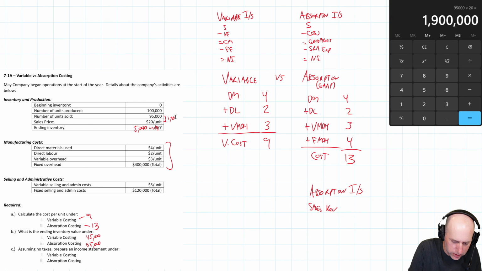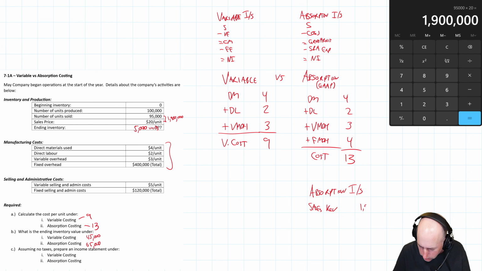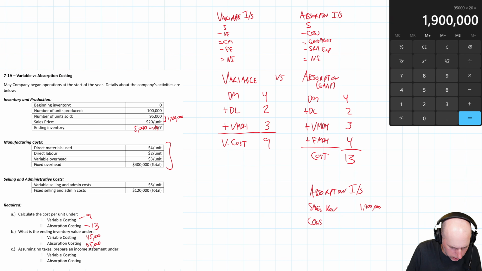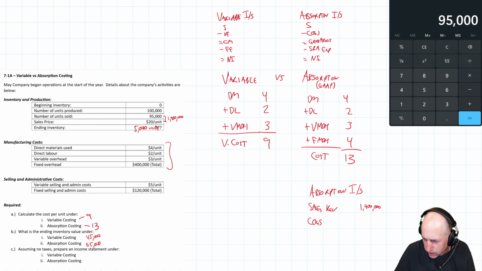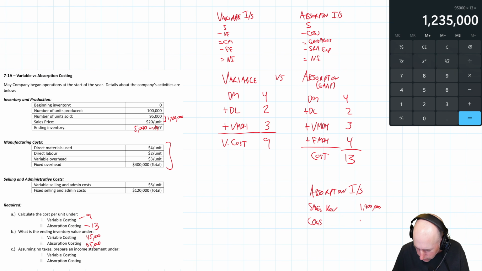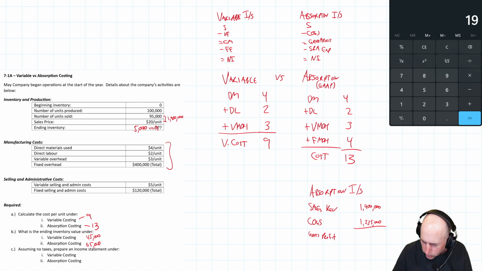$1.9 million in sales revenue. Our cost of goods, COGS, it's the number of units sold, 95,000, times our absorption cost, 13. So 95,000 times 13, 1,235,000. Sales minus COGS is gross profit. 1.9 million minus 1,235,000, 665,000.